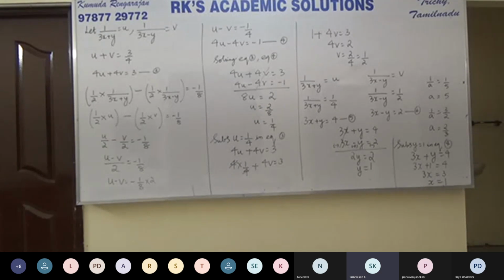I got the correct answer, but I forgot to simplify 2 by 4 into 1 by 2. Yeah, that's where you have gone wrong. Correct. I got the correct answer. Very good. Very good. Okay.